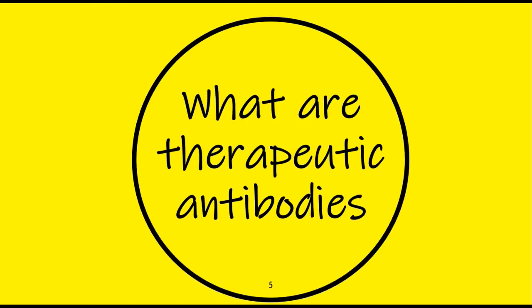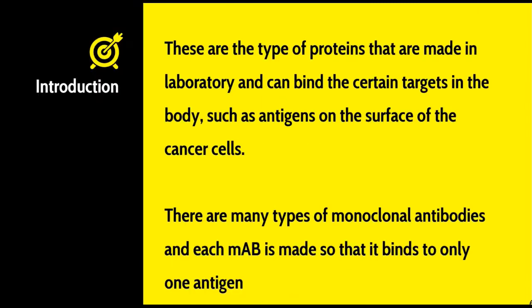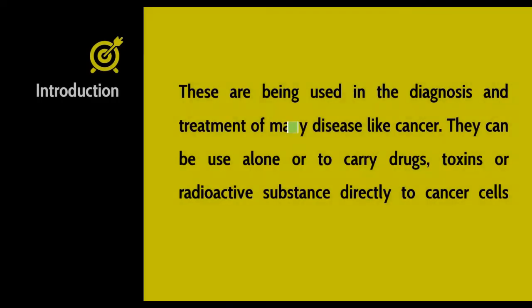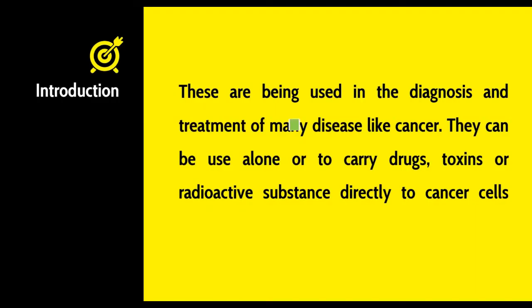Let's start with what are therapeutic antibodies, or you can say mAbs. So these are the type of proteins that are made in the laboratory and can bind to certain targets in the body, such as antigens on the surface of the cancer cells. There are many types of monoclonal antibodies, and each mAb is made so that it binds to only one antigen. These are being used in the diagnosis and treatment of many diseases like cancer. They can be used alone or to carry drugs, toxins and radioactive substances directly to the cancer cells.